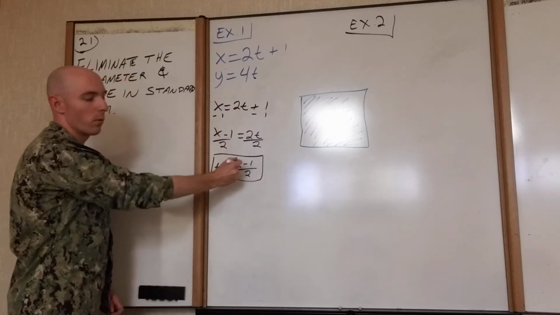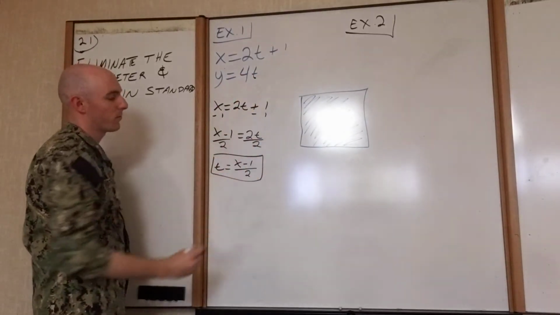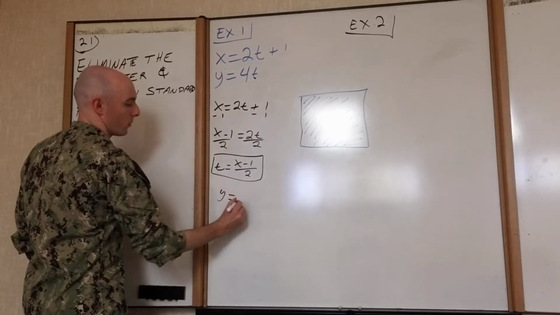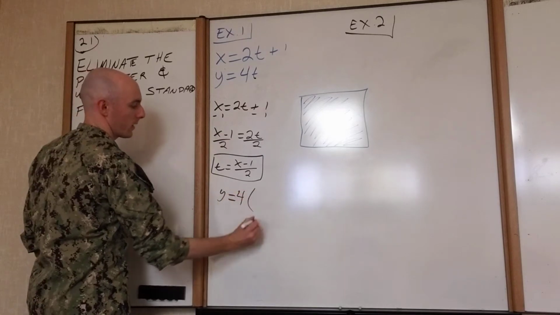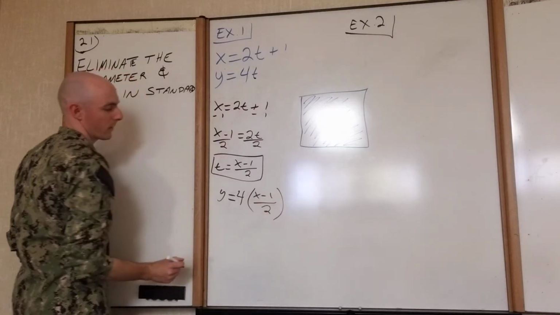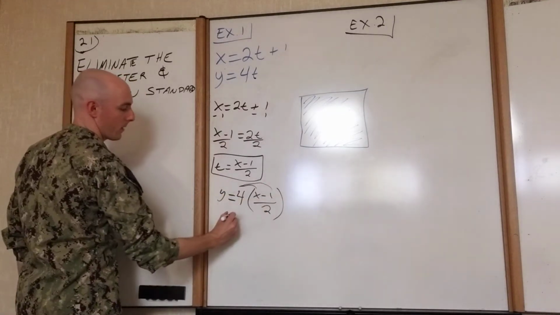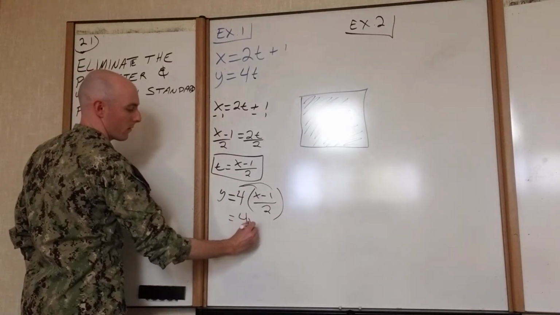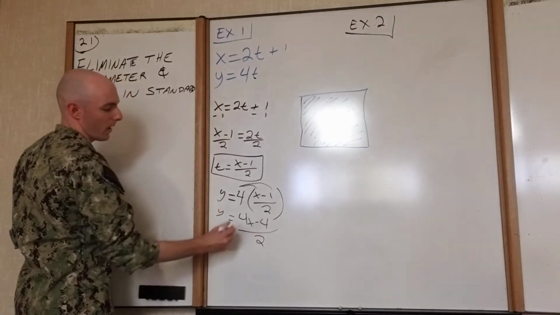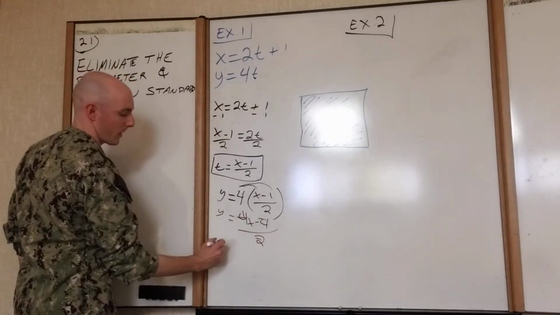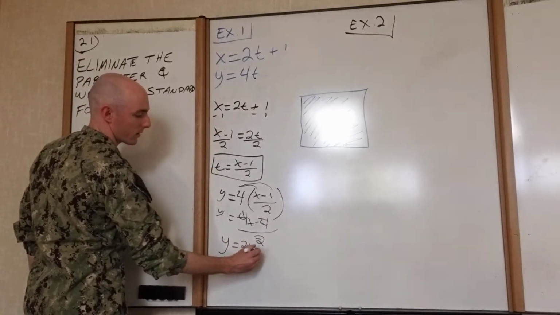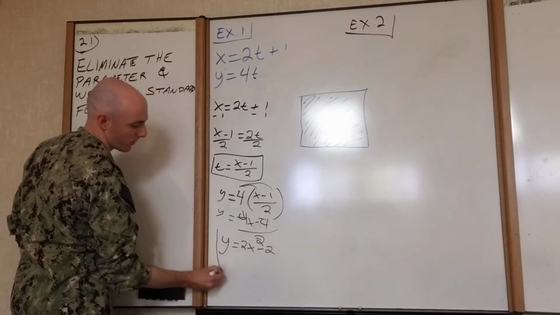That's our value for t, and then we take that and plug it right into y equals 4t to get that standard form. So y equals 4 times (x minus 1) over 2. We'll distribute this 4, and then these 4s will reduce. So we end up with ultimately y equals 2x minus 2.